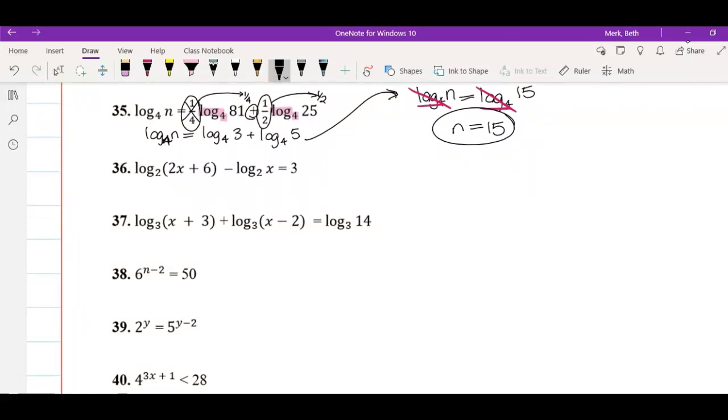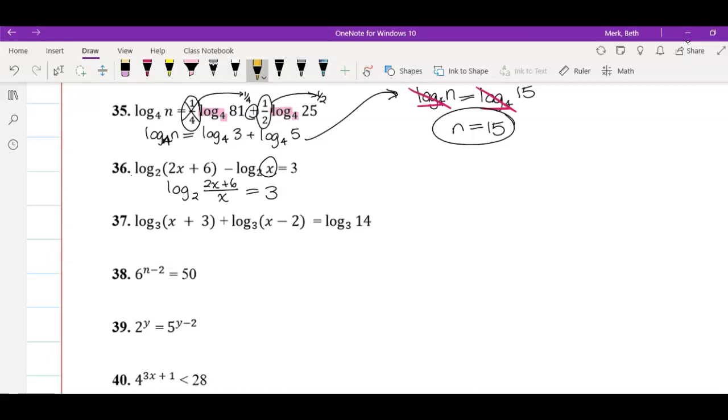For the next one, again, we can combine these logs. There are no coefficients, so we'll write 1 log base 2. We'll take the first component and make it the numerator and divide by the second component because we have subtraction, which means we want to divide them. And this equals 3.